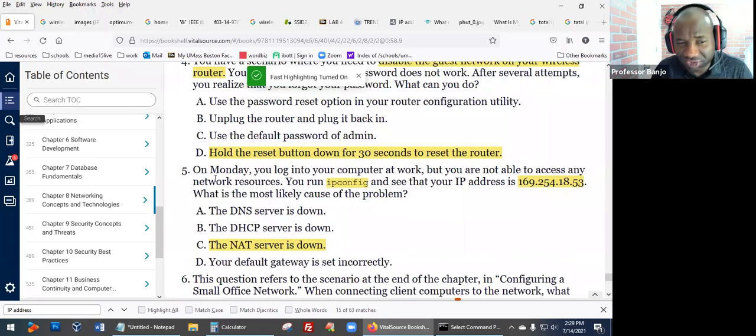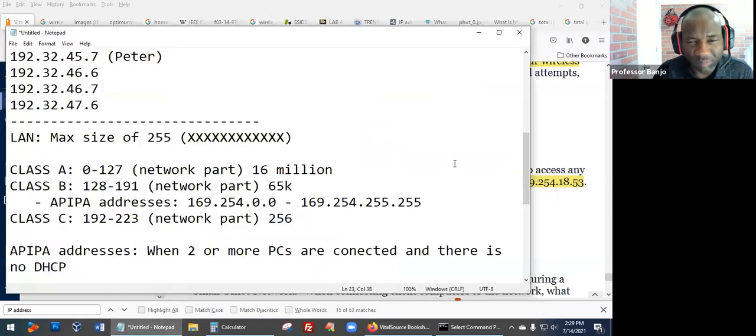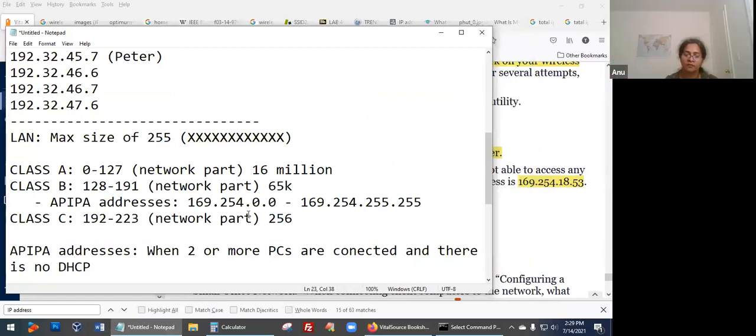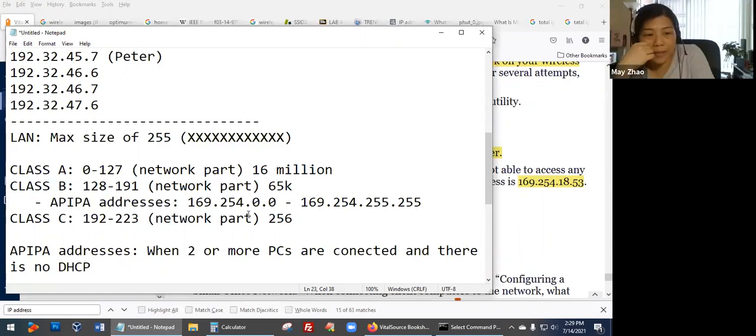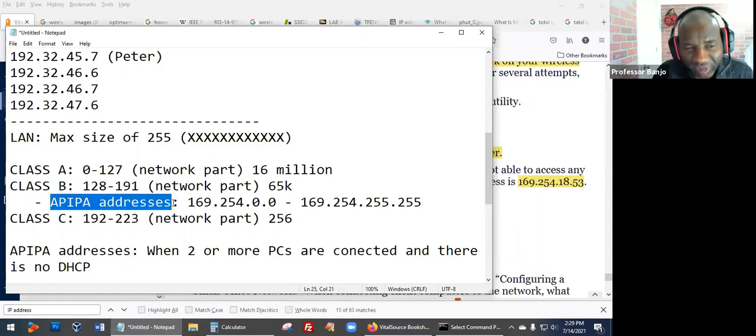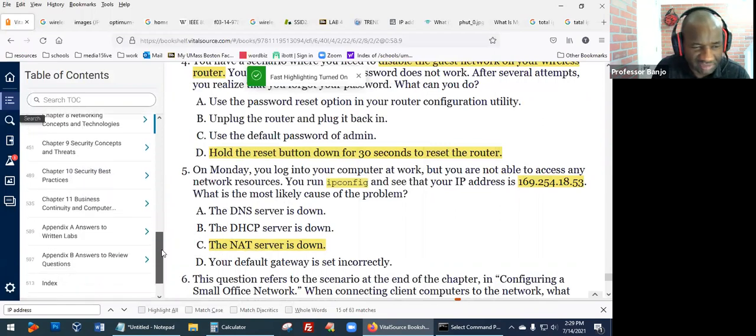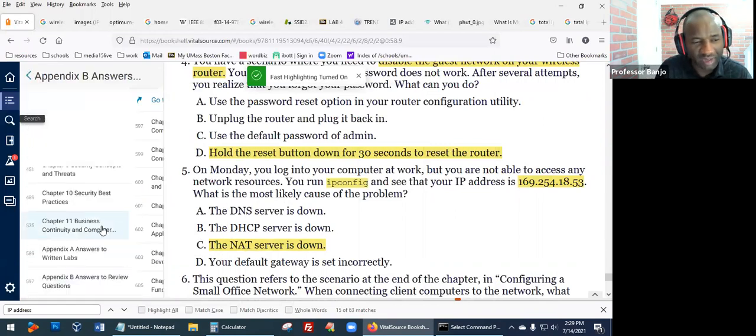So this question five, right? If you look at the IP address it's talking about here, what range does that IP address fall into? B. See, 169. Plus B. APIPA address. Exactly. It's an APIPA IP address. So it tells you that there is no DHCP server. Well, let's see what the answer says. Let's be sure. Question five.